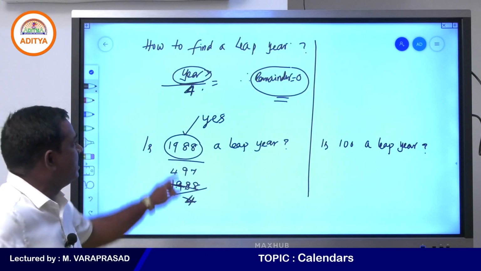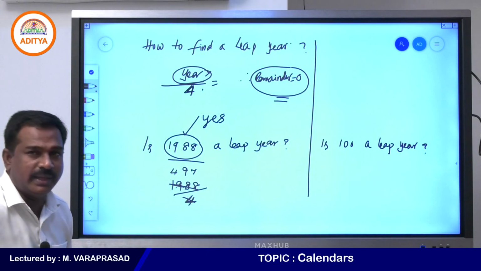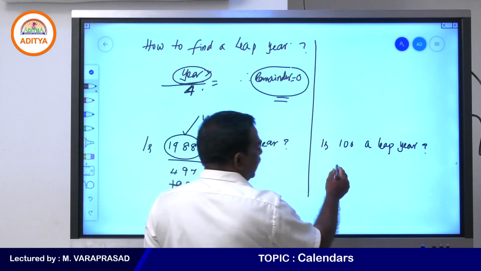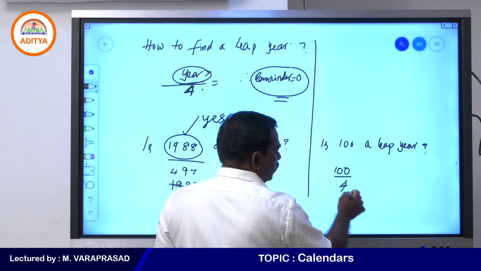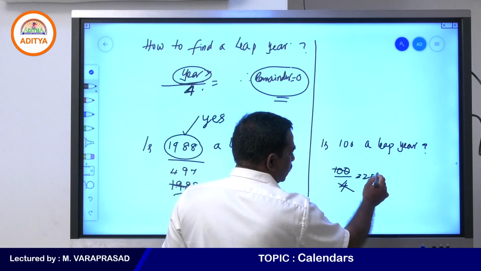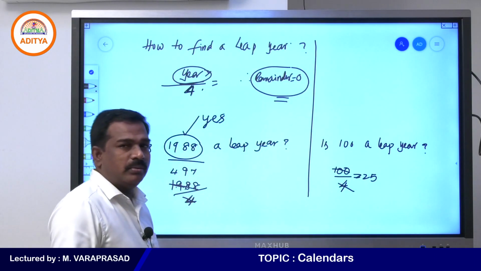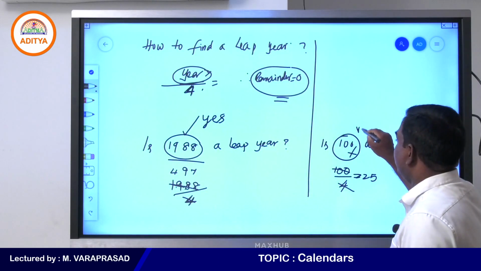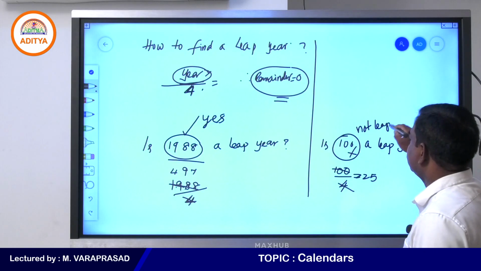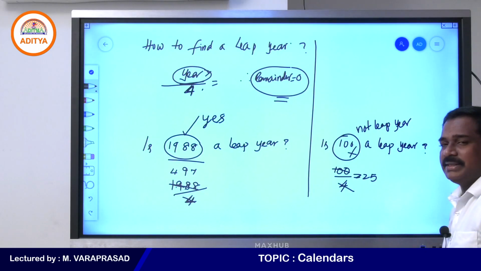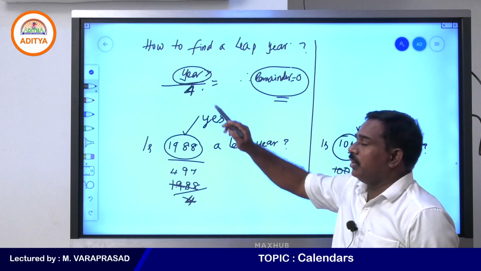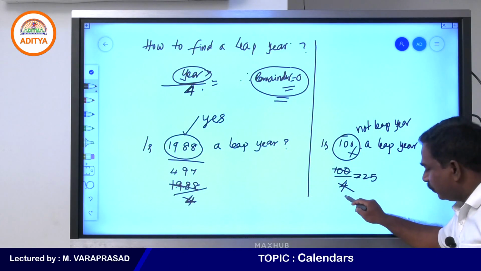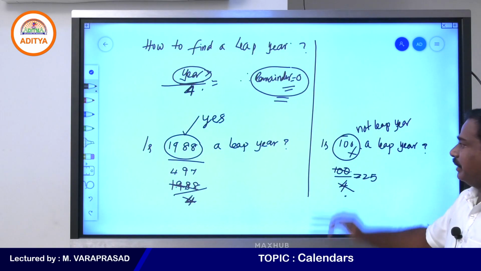What is our formula? The year should be divisible by 4, then the given year is a leap year. Now here if you divide 100 by 4, it goes 25 times. So the remainder is 0, but it is not a leap year. The year 100 is divisible by 4, the remainder is 0, but it is not a leap year.